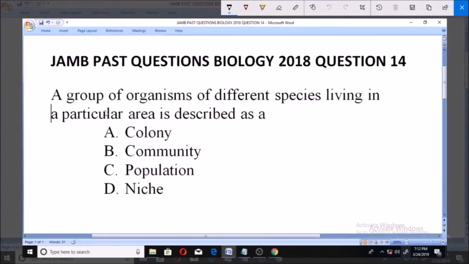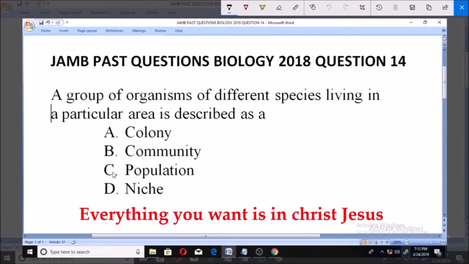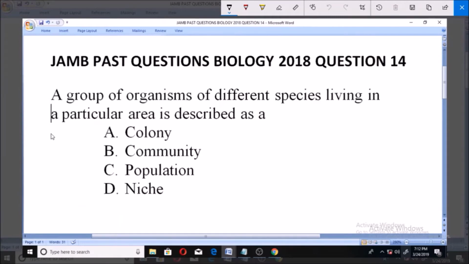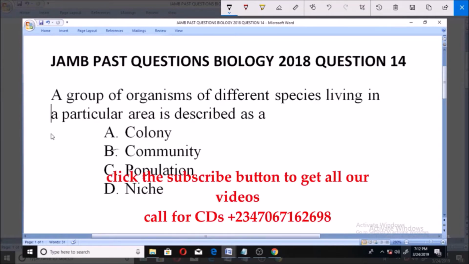Welcome. Let's look at these JAMB past questions, Biology 2018. Question number 14. A group of organisms of different species living in a particular area is described as A, colony, B, community, C, population, D, niche. Now these are ecological terms, and the right definition that falls in the options is B, community. And why is community the answer?